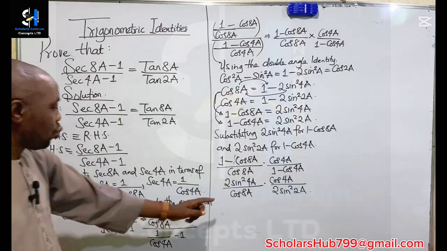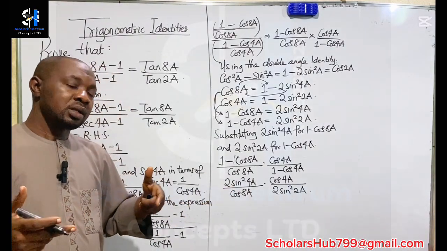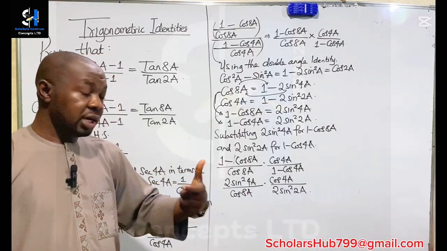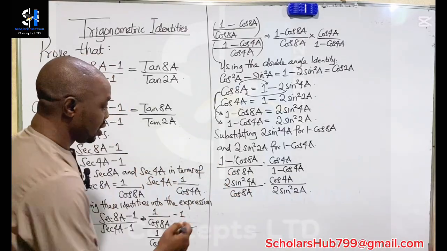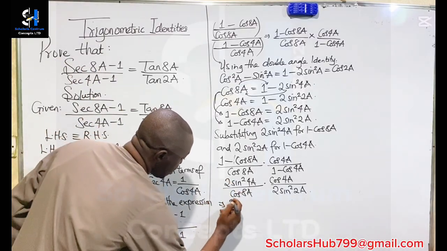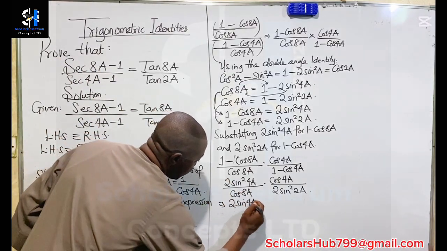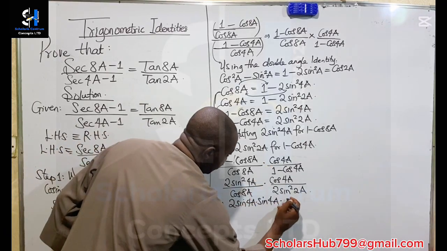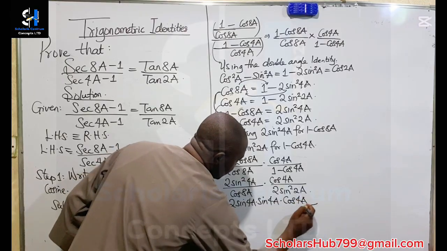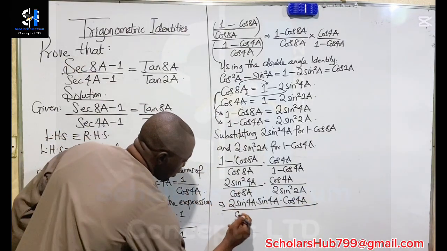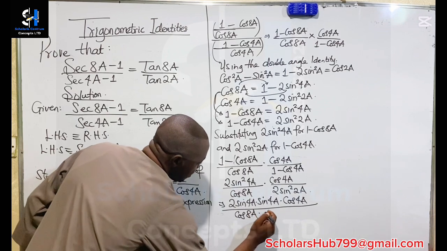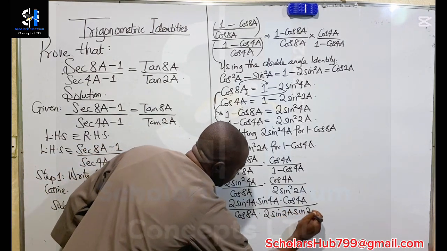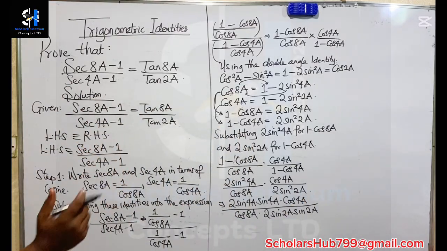That's it. So now we have 2 sine square 4a. Sine square 4a is the same thing as sine 4a multiplied by sine 4a. So I can write this as 2 sine 4a multiplied by sine 4a, then multiplied by cos 4a all over cos 8a multiplied by 2 sine 2a sine 2a. Let me also expand that.